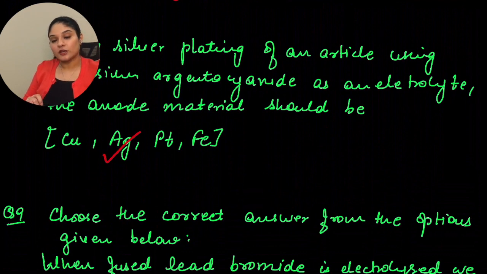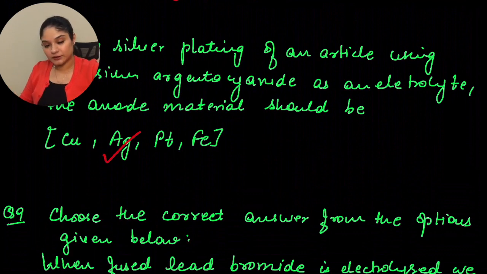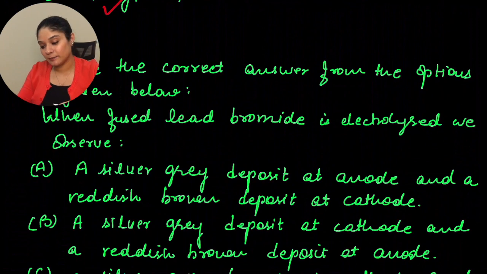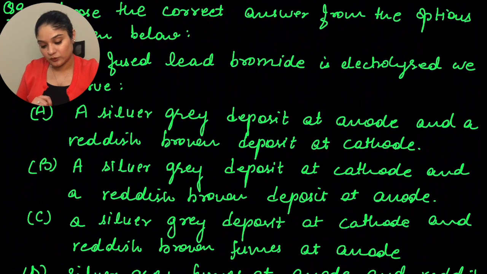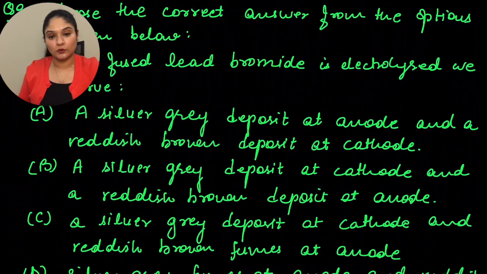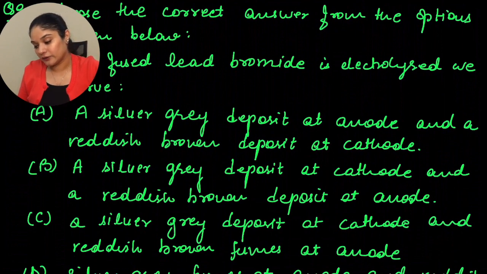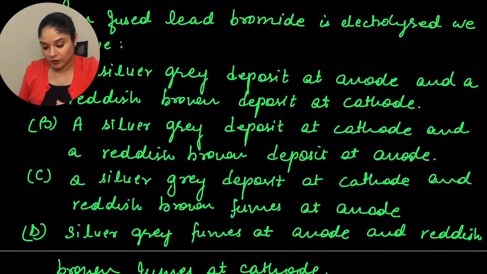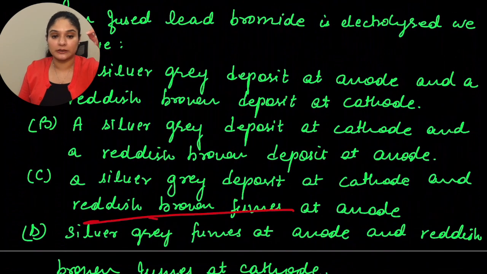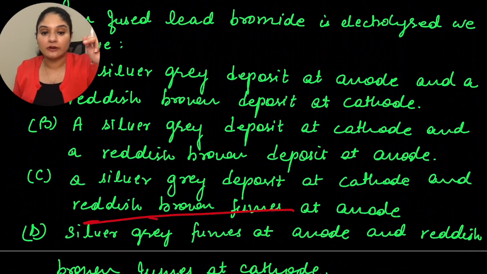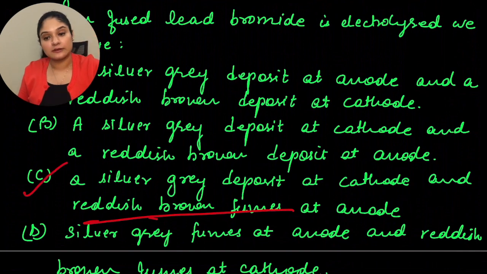The next question is, choose the correct answer from the options given below. When fused lead bromide is electrolyzed, we observe what? The first one says you get silver gray deposit at anode and reddish brown deposit at cathode. No, that doesn't happen. The next is silver gray deposit at cathode, reddish brown deposit at anode. Then silver gray deposit at cathode and reddish brown fumes at anode. That is what you have to focus on. You get reddish brown vapors or fumes at anode, and you get silver gray deposit at cathode. So your answer is C.